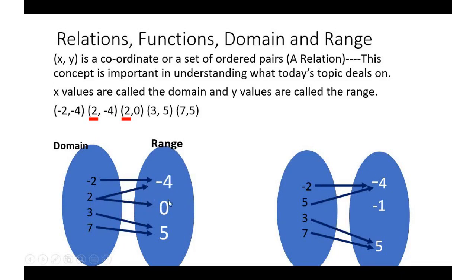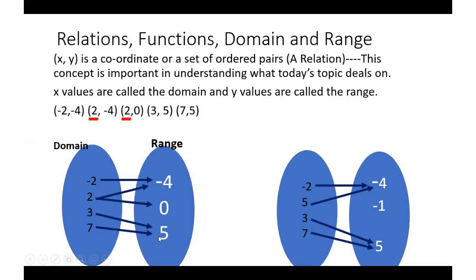them into the range. Now, because this is now mapped out into this mapping diagram, we can clearly see that the -2 has that -4 as a pair. We have 2 and a -4 attached there. We have 2 to 0, and we have 3 to 5 and 7 to 5.